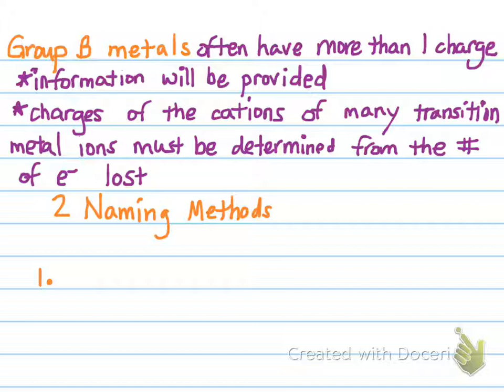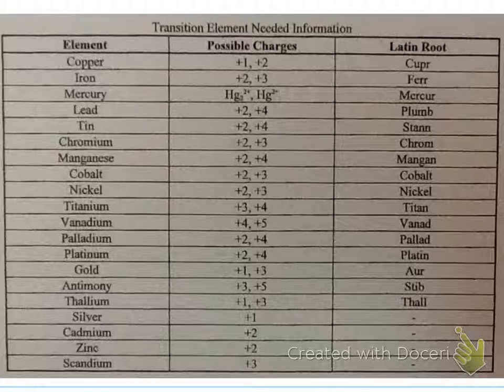Okay, I also give you this information on the helper sheet. So this is a picture of the portion of the helper sheet that relates to this. This is that transition element needed information. And so I want to talk for a minute about how to read this. Okay, so first off, our first column is just the element. And notice I gave you the name, not their symbols. This is your helper sheet.